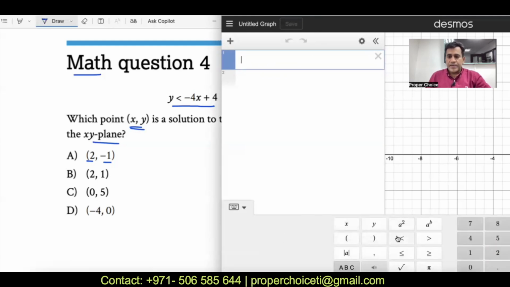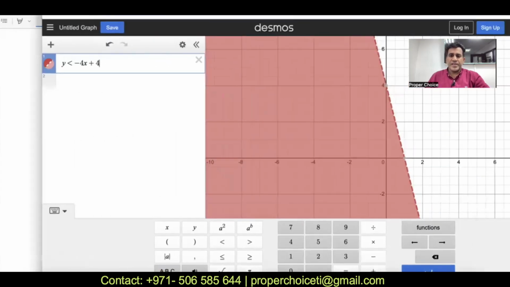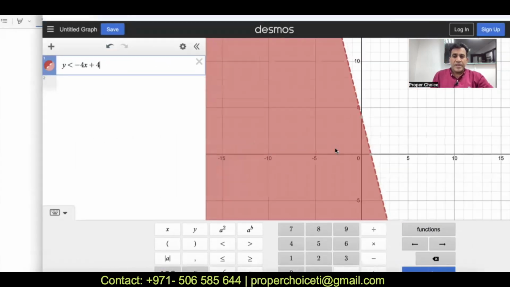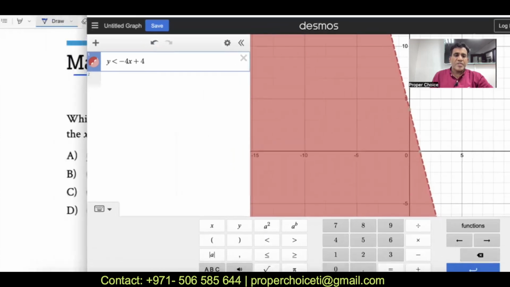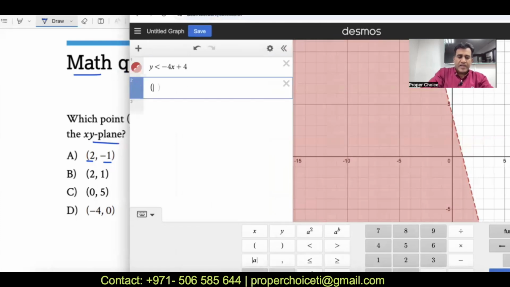So y is less than negative 4x plus 4. It's a graph of an inequality, is what I can say. All right, so this is what I'm getting here. Now, how do we check whether these points are a solution or not? Just type them the way they have been given. So I can type it as 2 comma minus 1. What I can observe is this point is outside the shaded region. So for a point to be a solution, it has to be in the shaded region.